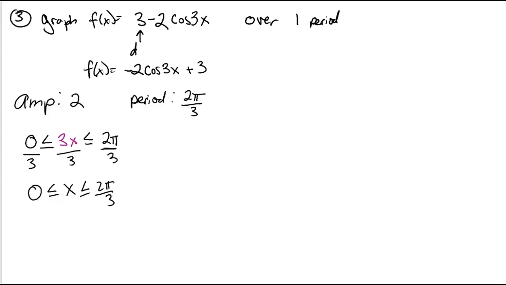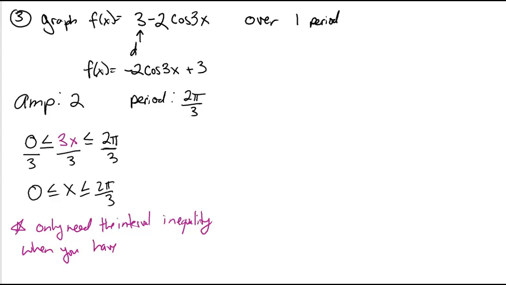Now, it might be good to note right here, right? You really only need the interval inequality when you have a C value. That's really the only time you actually need to use it. Everything else will always start at 0 and end at whatever length your period was. Okay, but if you want to use your interval inequality all the time, feel free.